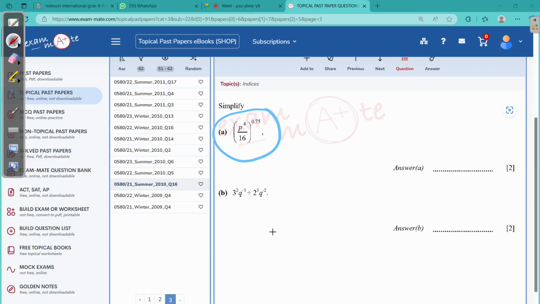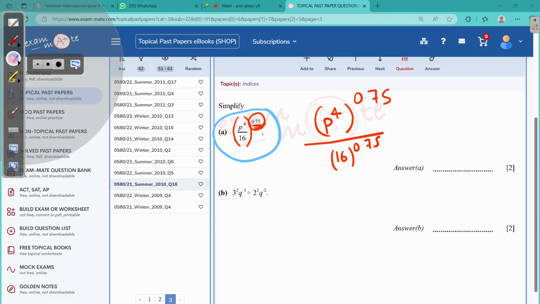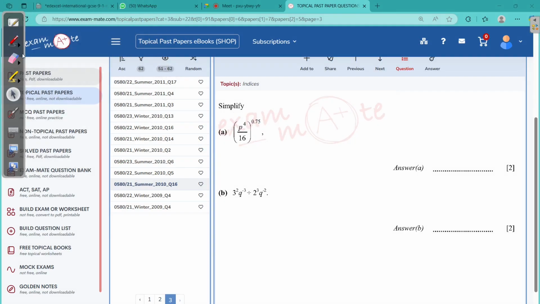Wait, I just have one general question. Does the denominator also get multiplied with the power? Why not? Obviously, you have this combined bracket, right? And you have the whole power. So yes, obviously it should be p raised to power 4 and then power 0.75. And in the denominator also, you should have 16 raised to power 0.75. It is the power on both numerator as well as on the denominator. Any other doubt? You don't have to use your calculator. Don't use your calculator.